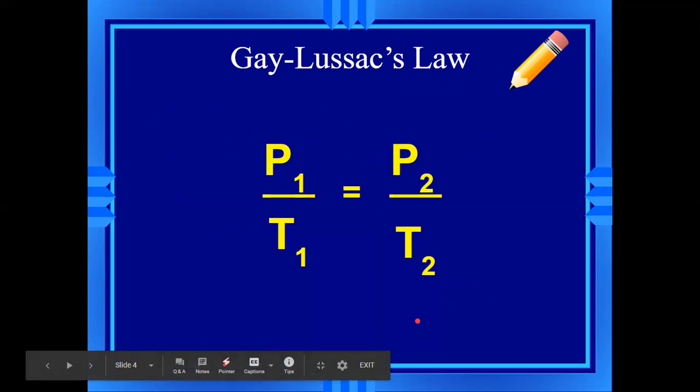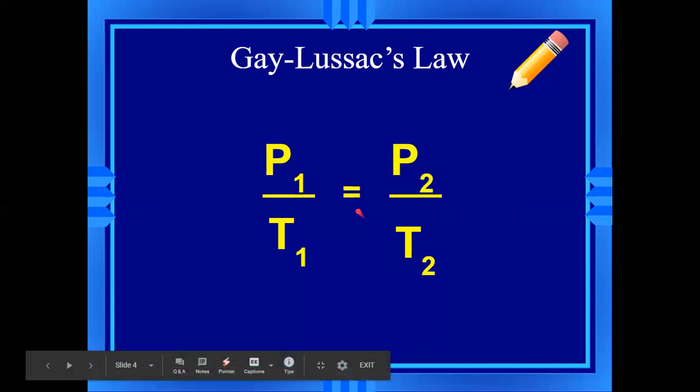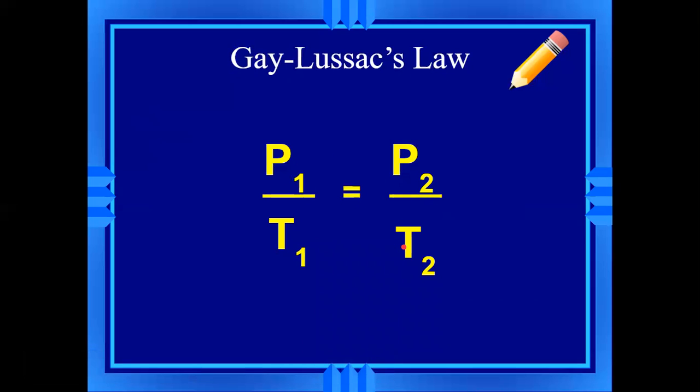The equation for Gay-Lussac's law is P1 over T1 equals P2 over T2. And like I mentioned in the previous videos, the equation will not be given to you on the final exam, so it's important that you remember this formula. I will show you later a trick so you don't have to memorize it, but for right now, this is the formula for Gay-Lussac's law. If the volume remains constant, the equation you use is P1 over T1 equals P2 over T2.